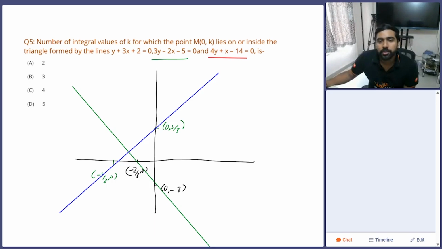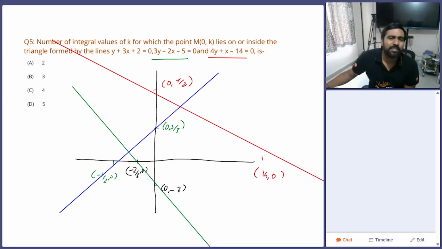Now finally line 3 over here. When you put x equal to 0, you are getting y equals 14/4. So 14/4 is 7/2. 7/2 is a little bit bigger over here. So (0, 7/2). When you put y equal to 0, x you are getting as 14. So this is somewhere over here, (14, 0). So I'll get this triangle on this line.